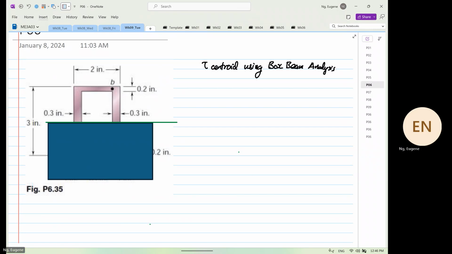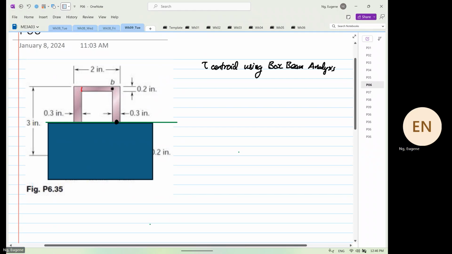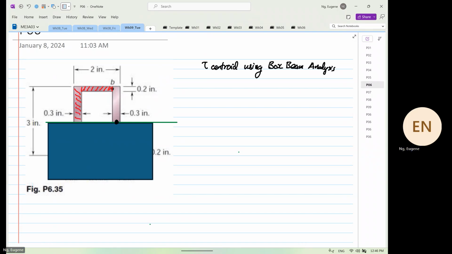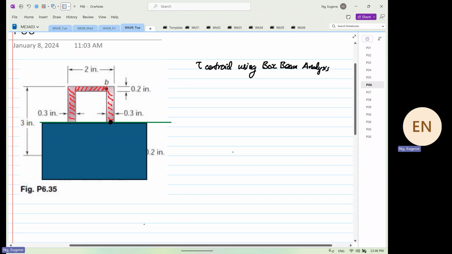So this is the point of interest now, right? So the area we're going to consider, we are going to consider this area, and then we are going to consider this area. And because it's box beam analysis, we are going to do 2Q.